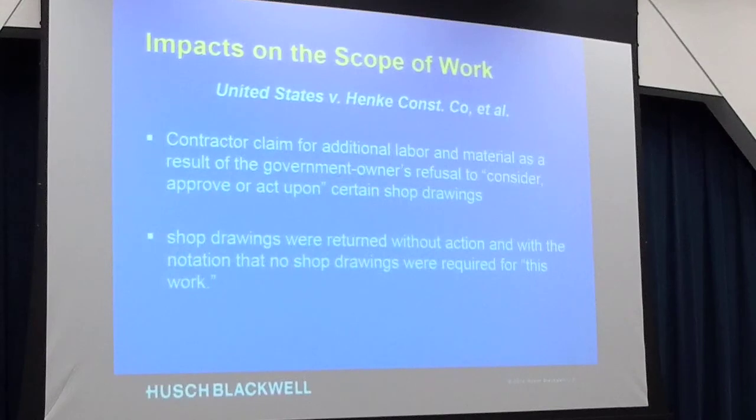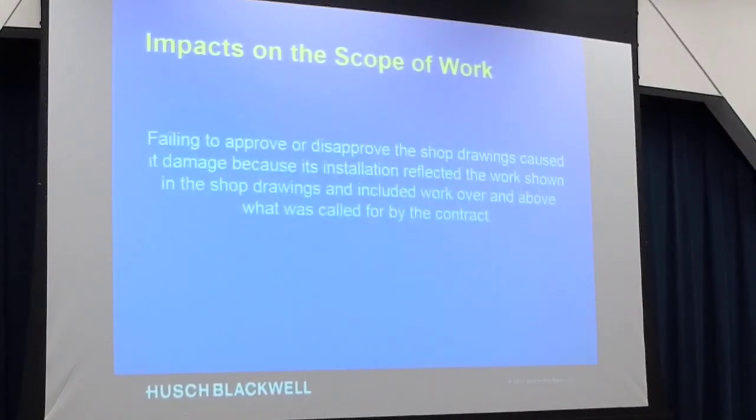So the court looked at this argument that they were making and rejected it and said the failure to approve or disapprove didn't cause the loss that the contractor suffered because the contract is what controlled, not the shop drawings. Well, what if the contract does require approval of the shop drawings?